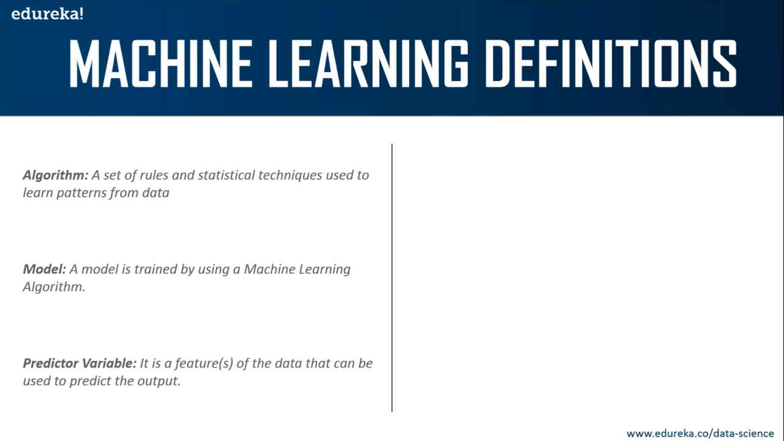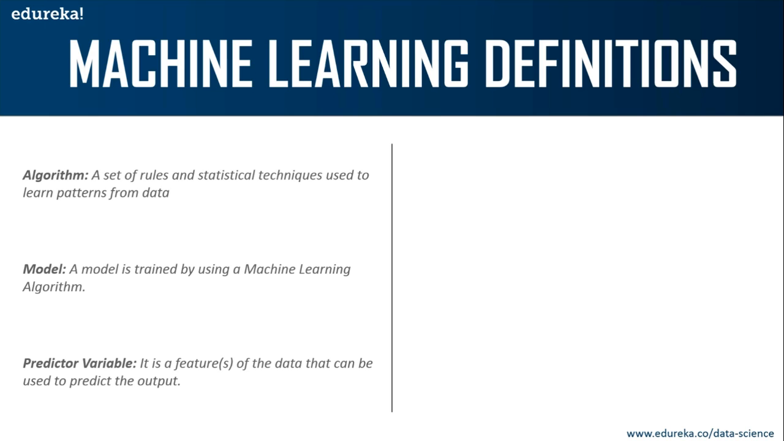Next, we have something known as predictor variable. Now, predictor variable is a feature of the data that can be used to predict the output. So for example, let's say that you're trying to predict the weight of a person depending on the person's height and their age.